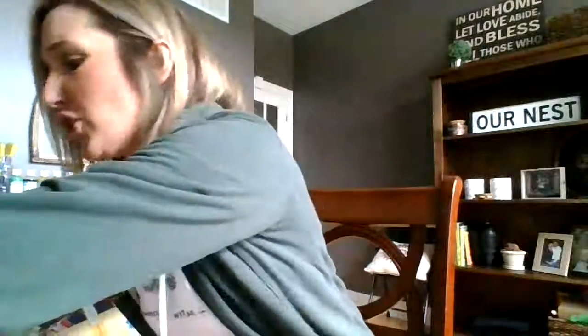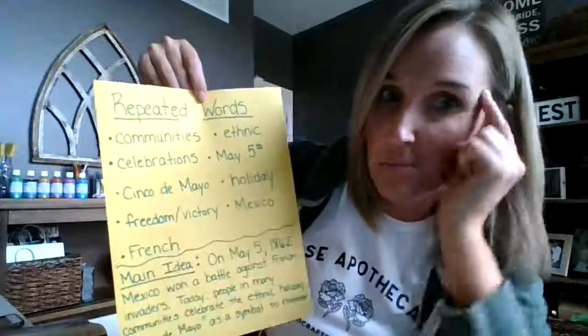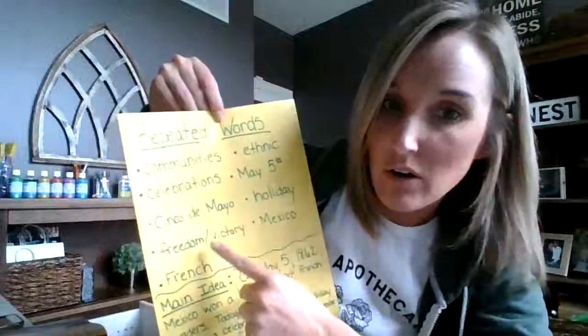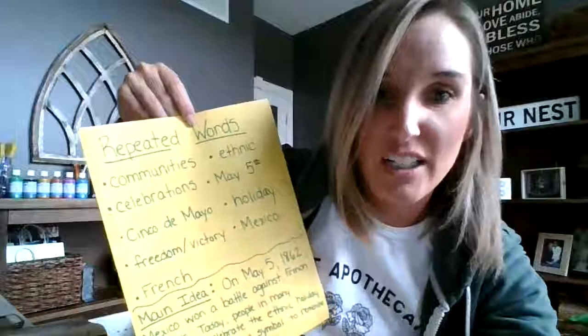I also see May 5th or Cinco de Mayo, because that's an important thing the author was telling us. He wanted us to understand what is Cinco de Mayo. Some other words I wanted to show you. I see holiday. They kept telling me that this is a holiday. Now, I also saw Mexico and French, because remember, Mexico was its own country, but the French had invaded. They had come in and were trying to take over.